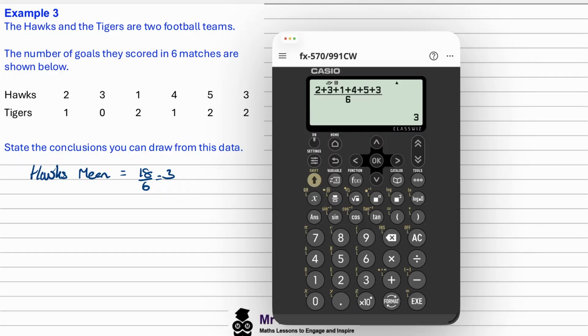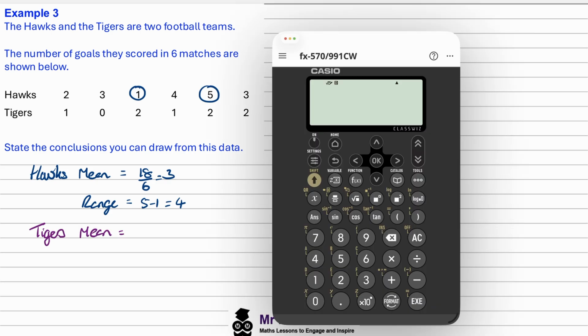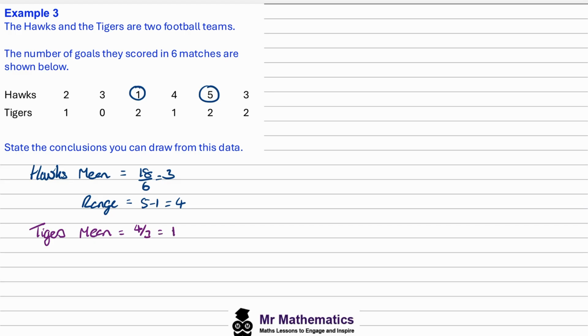And to work out the range, we'll have the biggest value, which is the 5, take away the smallest value, which is the 1. And then for the Tigers, again, we'll add all the data together, and we'll divide that by 6. I just need to enter that 0. And we get 4/3, which is 1 1/3 or 1.3 recurring. And then the Tigers' range will be the biggest, which is 2, take away the 0.